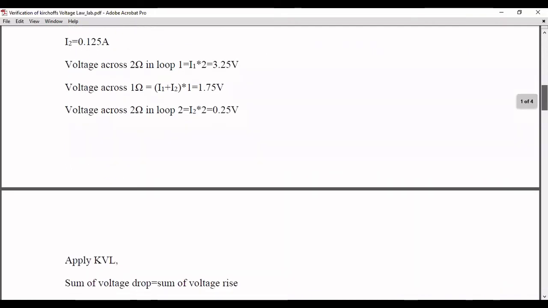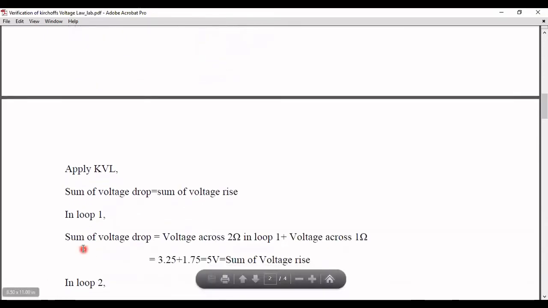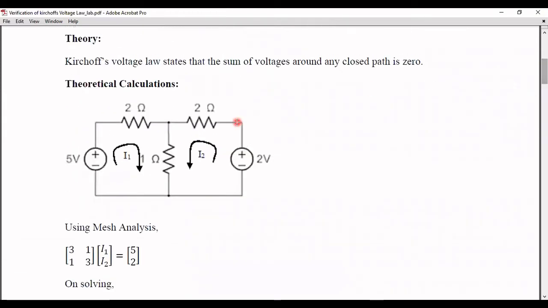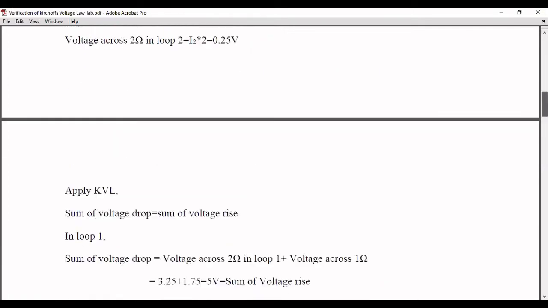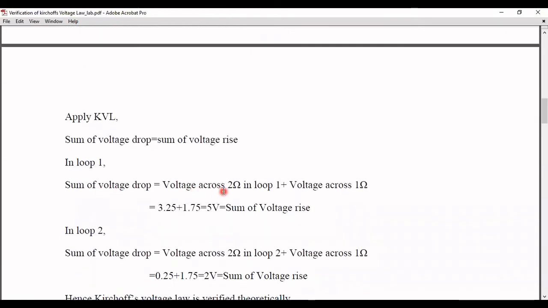Now, you substitute these values in KVL. Apply KVL, that is sum of voltage drops equal to sum of voltage rises. So in loop 1, the drops are the voltage across 2 ohm and the voltage across 1 ohm. The voltage rise is 5 volt. Hence, the sum of voltage drops, the voltage across 2 ohm in loop 1 and the voltage across 1 ohm, sum of these two is 5 volt. That is the voltage rise. Here there is only one voltage rise, that is the battery, 5 volt. So it is equal to 5 volt.